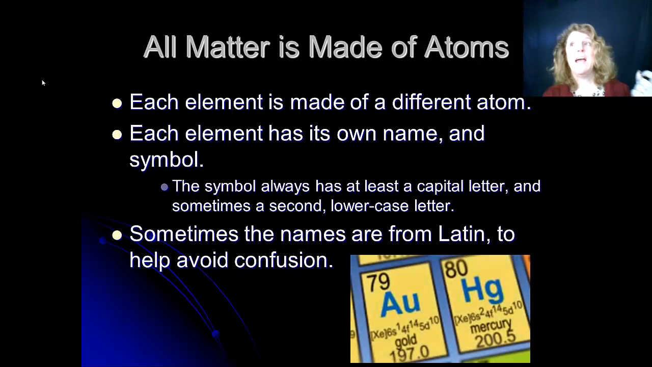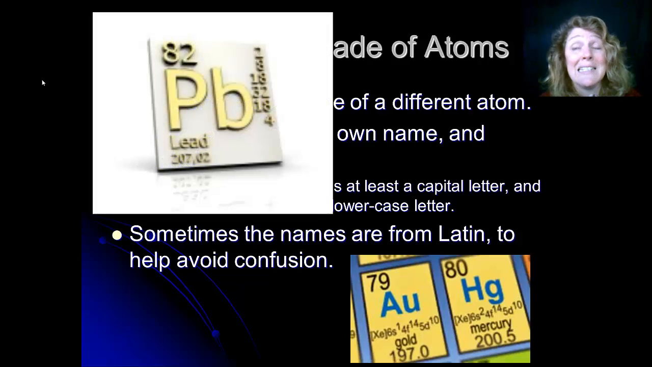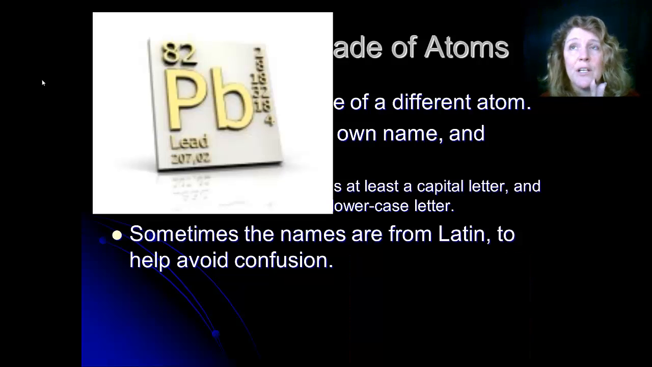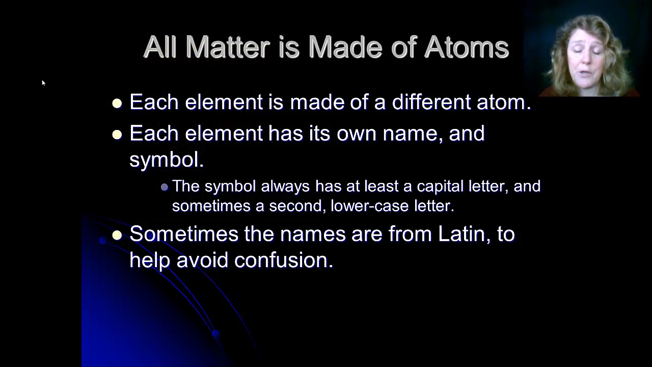Sometimes they actually use the Latin form of the name instead of the American form because, for instance, lead is not called anything that's even kind of lead in some other languages, so they go with plumbum, which is the original word for lead in Latin, and so the symbol for lead is capital P lowercase b. Sometimes it can get confusing, but for the most part it's pretty straightforward.